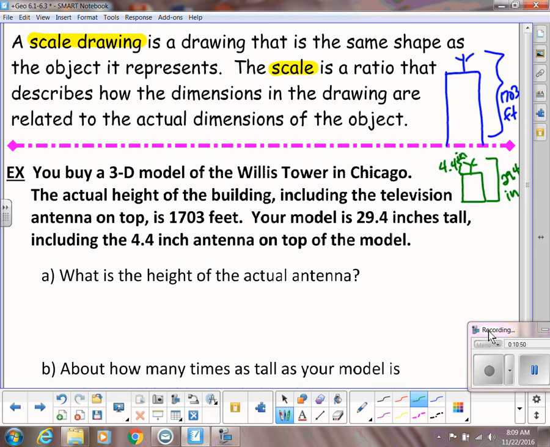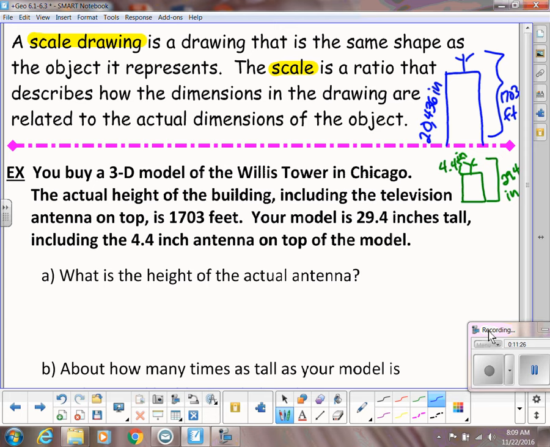Keep in mind too, I'm doing different units, aren't I? Remember what we talked about in ratios and proportions: if we are going to be doing any kind of ratio, we need to have the same units. So let's go ahead and convert 1703 feet into inches, which means all I'm doing is multiplying by 12. So I'm going to have 20,436 inches for my height of the building.